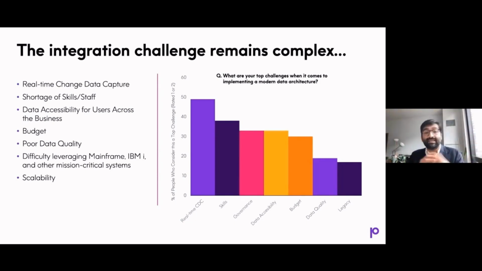How do you do that in a way that doesn't negatively impact your operational systems? How do you do that in a way that's going to scale so that when you have, say, 1.6 billion transactions flowing through in a 6-hour window, how do you keep up with that, right?